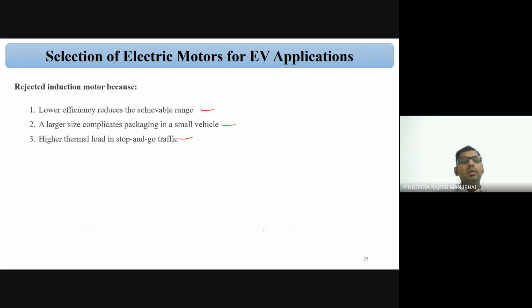So the final selection is the PMSM motor, and we rejected the induction motor. Suppose I give this type of numerical in the exam, then you have to mention the reason: which type of motor you are selecting and why, and which type of motor you are rejecting and why. Okay. That type of answer I will expect from you.